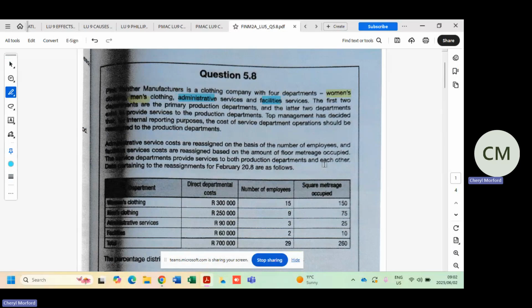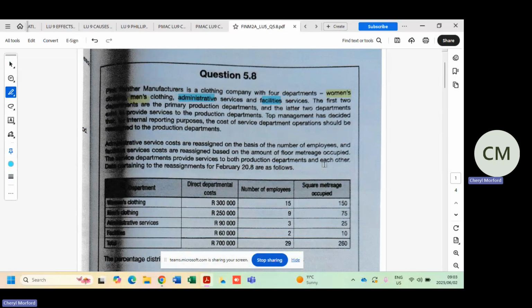So there's two methods that I want to look at. Okay, we'll leave the linear algebraic method. So the direct method, what do we do there? We take the overheads from the service departments, and on some basis, which the question tells us, we apportion them only to the production departments. So that's the direct method.